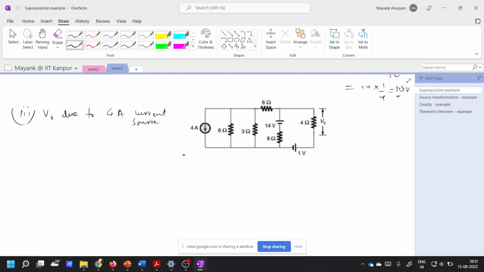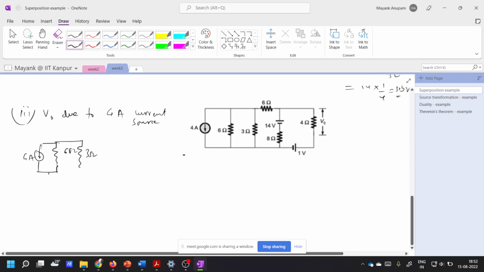Fine. So how will the circuit look when I want to find the equivalent for the 4 ampere? I have to keep the 4 ampere current like this, and then I have 6 ohms here, then 3 ohms here, then 6 ohms here, then 8 ohms here, then 4 ohms here. Let's call this one the reference node. Now what is the voltage here? We want to find VA minus VB equal to V naught, right?